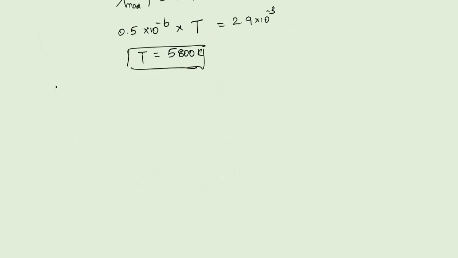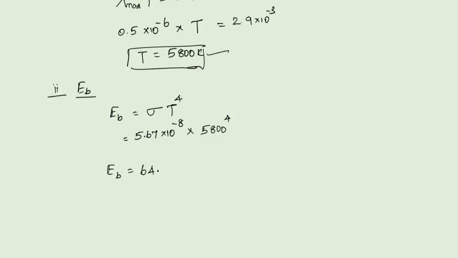In the second subdivision, you are asked to find out the emissive power of the black body. So the emissive power of the black body EB equal to sigma into T to the power 4. From Stefan-Boltzmann law, you know this formula. Now the value of sigma is 5.67 into 10 to the power minus 8 watt per meter squared Kelvin to the power 4, into the temperature value you have found here. This value has to be substituted, 5800 to the power 4. So you will get the answer as EB equal to 64.1 into 10 to the power 6 watt per meter square. So this will be the final answer.